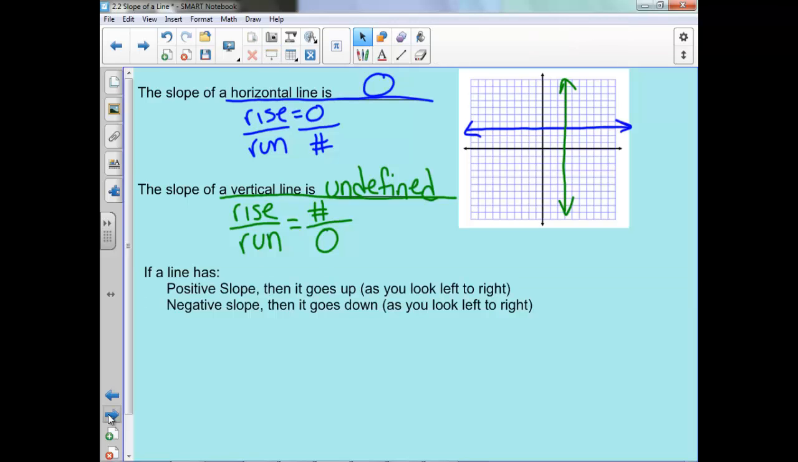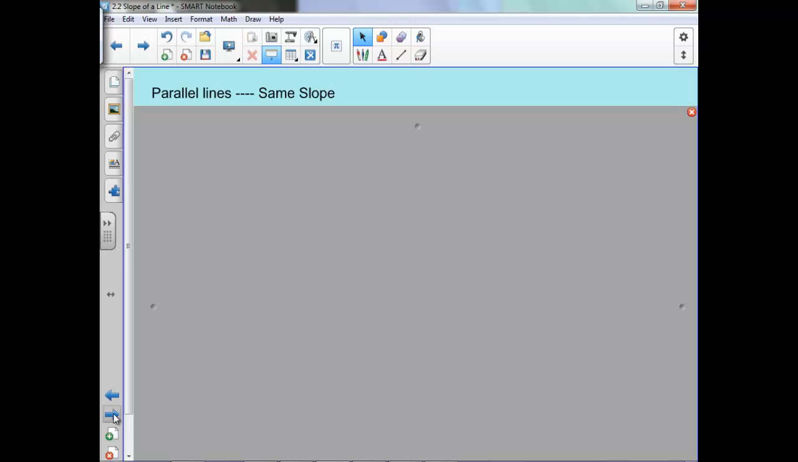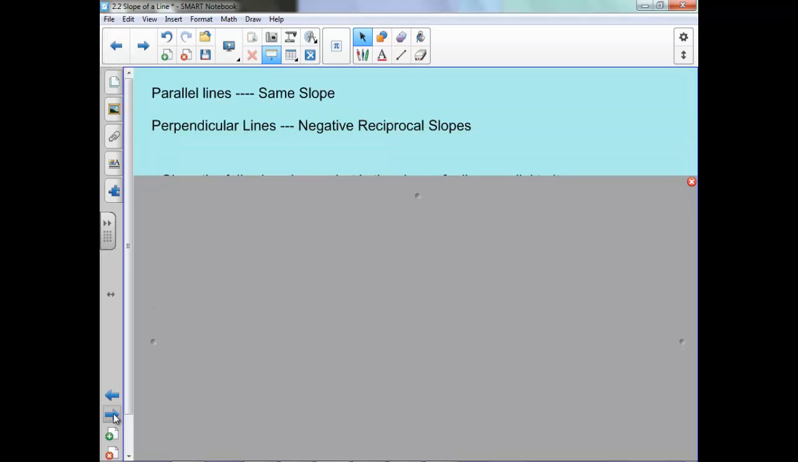Also to keep in mind, if you look from left to right and it's got a positive slope, it's going up. If it's going down, you'll have a negative slope. Parallel lines have the same slope. Perpendicular lines, negative reciprocal. Reciprocal meaning we want to flip the fraction.